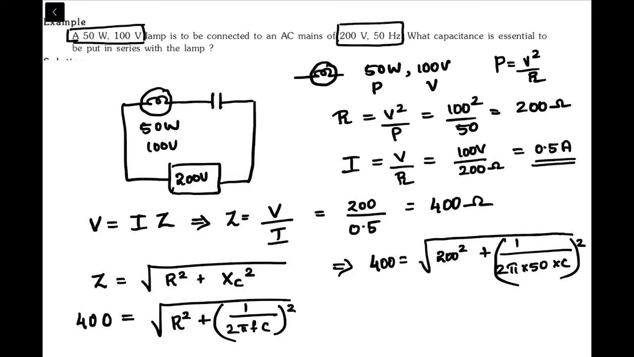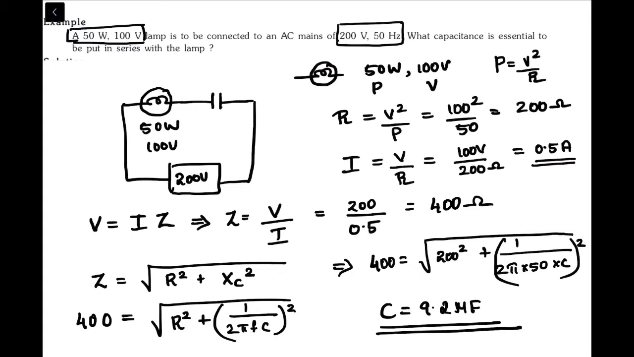So what is left is to solve this part. Once you solve this entire thing, you get a value of capacitance C equal to 9.2 microfarad. So this is where you have to be very careful. That is the solving part. You have to carefully take the square on both sides, and then you have to calculate the capacitance.